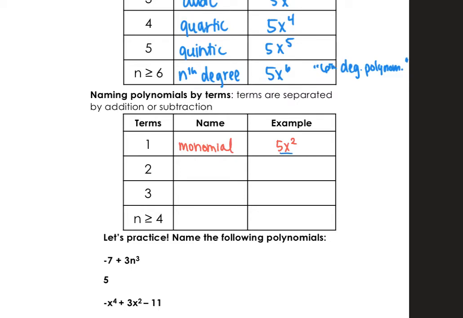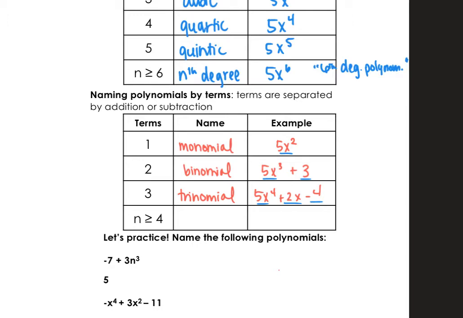A two-term polynomial is called a binomial. So that might be 5x cubed plus 3. There are two terms here, term 1 and term 2, separated by an addition sign. A 3-term polynomial is called a trinomial. So that might be 5x to the fourth plus 2x minus 4. So 3 terms, 1, 2, 3.